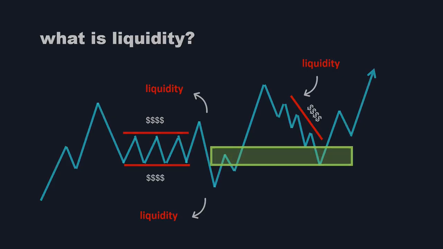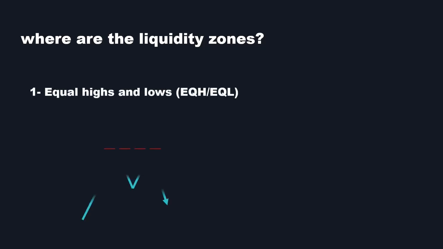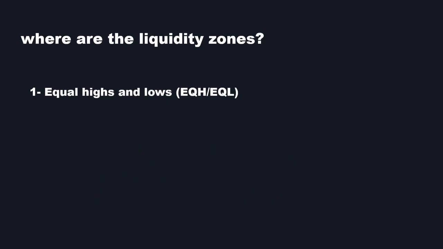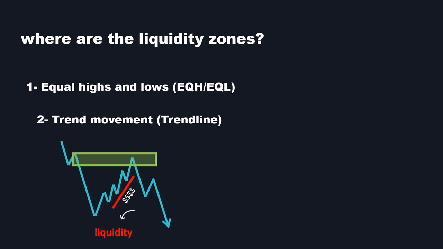So, the question is, where are the liquidity zones? Before we dive into trading and trades, we must first identify obvious liquidity pools. These will be our closest target for the price to converge upon. Equal highs and lows, which mark significant turning points. Trend movement, where liquidity tends to accumulate below or above the trend line.